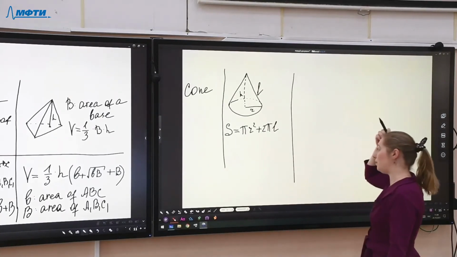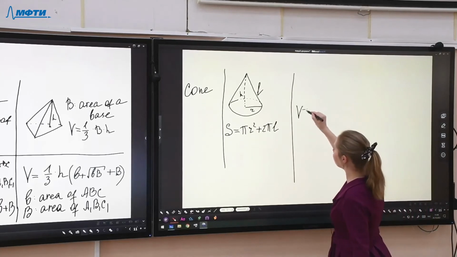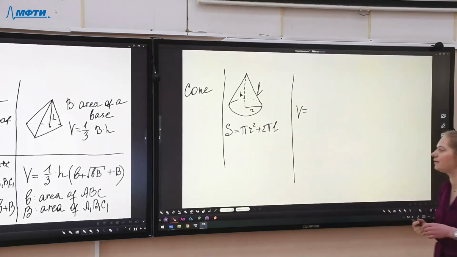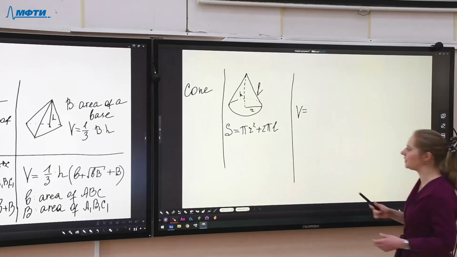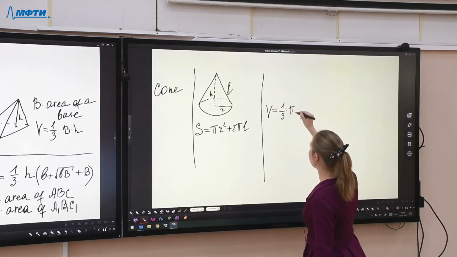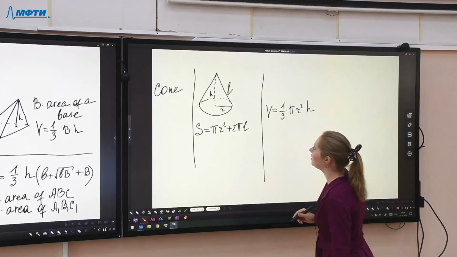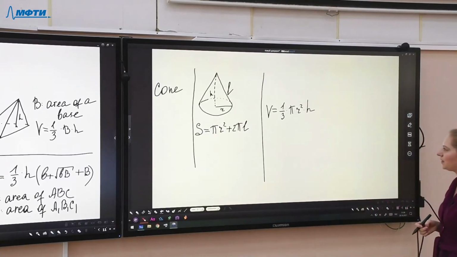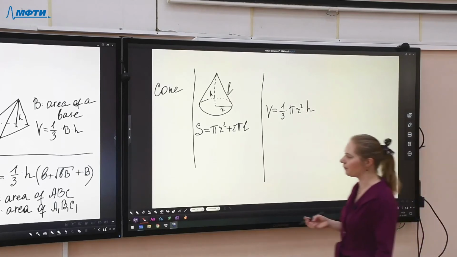And a volume of a cone. If we're talking about volumes, we don't care if this cone is right or not, doesn't matter. So the volume is 1/3 times pi R squared times H. Here H is an altitude of this cone, R is the radius of the base of a cone.